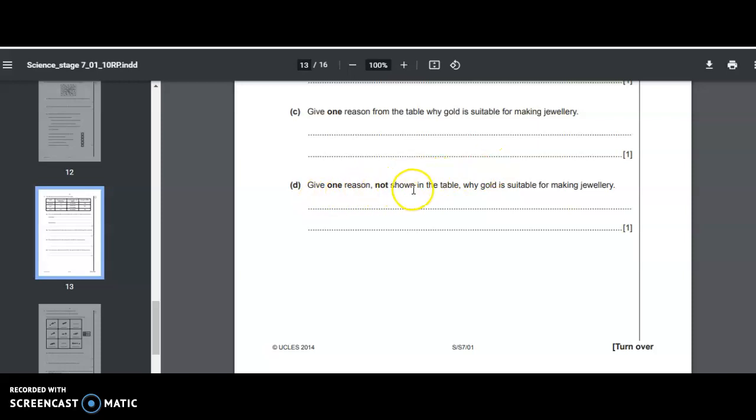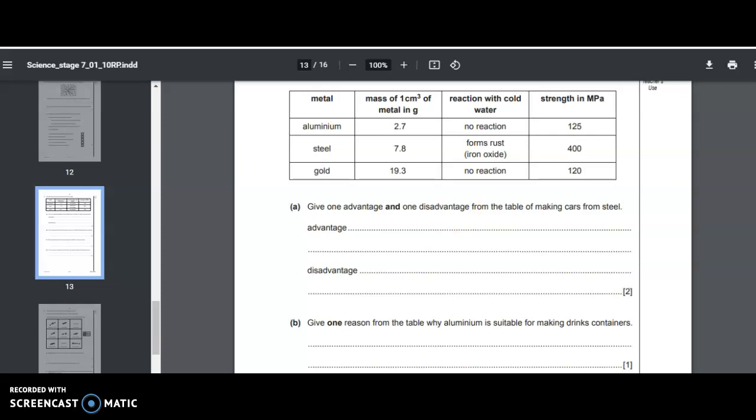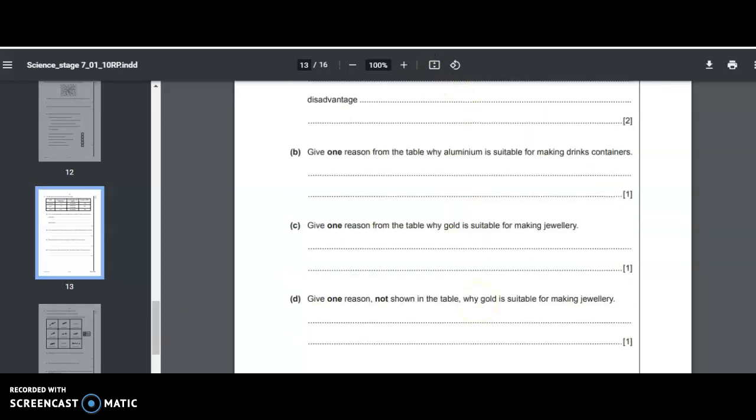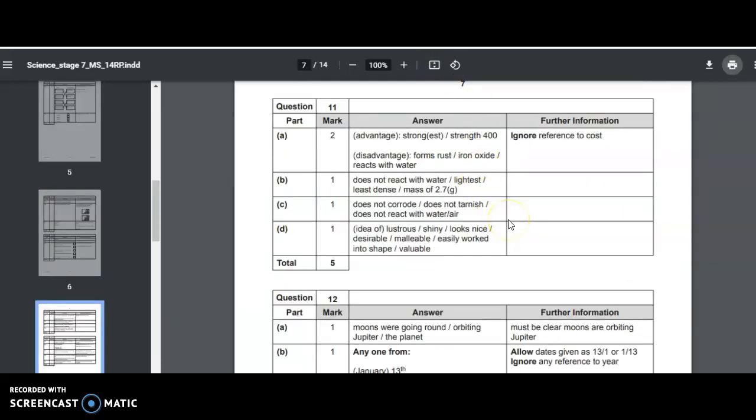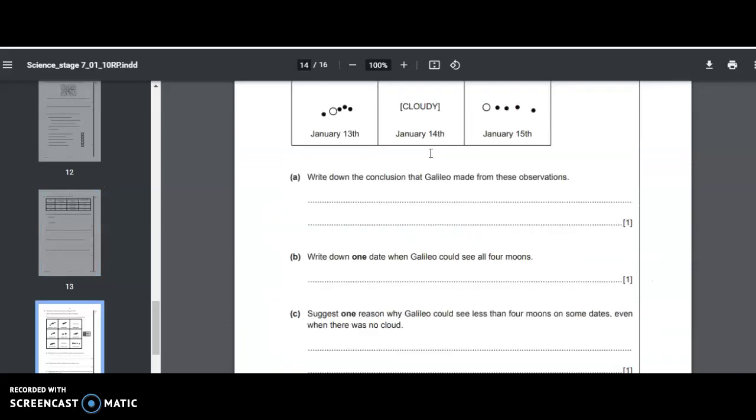Give one reason not shown in the table why gold is suitable for making jewelry. Because what do we remember? We remember that gold is shiny. It's malleable, so we can bend it into things. It's desirable. It's very popular in many cultures. So any of those answers will do.